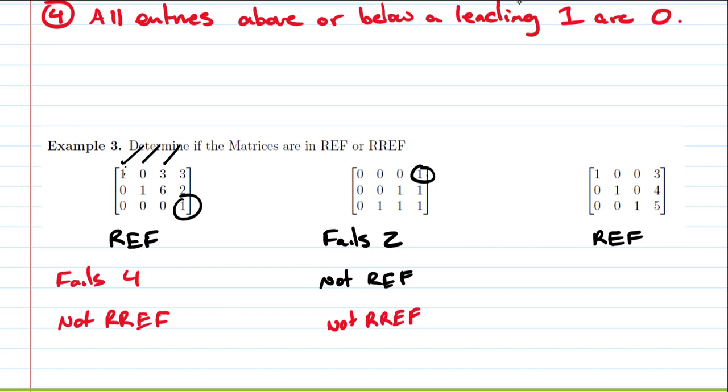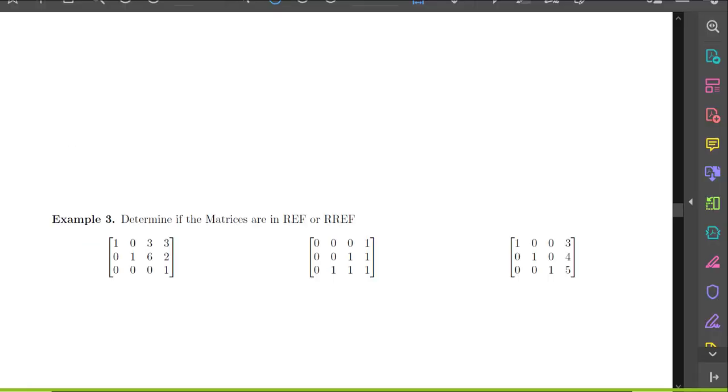So then our last one, we look at our leading 1s, are all entries above and below these 0? So above and below 0, above and below 0. Here's my third leading 1, all the entries above it are 0. So this one passes. So this one is in reduced row echelon form. So notice, in this example, our matrix is in reduced row echelon form, and it would tell us exactly what the solution to that linear system would have been.